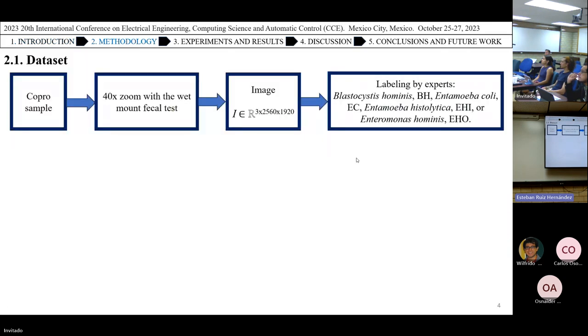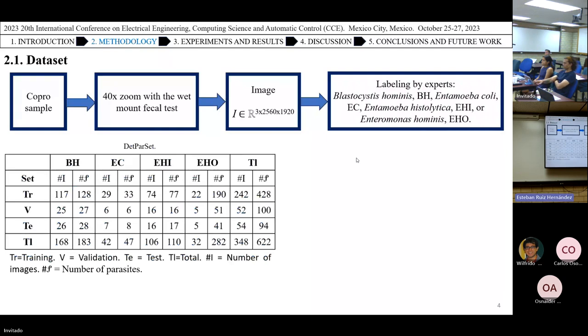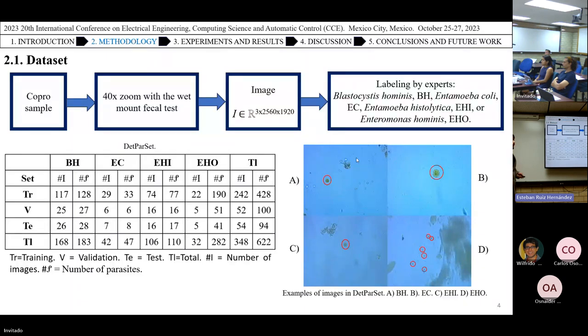First of all, let's see the data set that we use. This data set was acquired with a 4X zoom with the wet mount technique. All the images have the same spatial dimensions, and they were labeled by an expert. Each label can be one of four different types of parasites: EH, EC, EHI, and EHO. Here we see the distribution of both the number of images and the number of parasites in each set, training, validation and testing set, of the four classes. And here we see examples of each of the classes, and all the images are visually very similar. So this is a good example to know what the images are like.